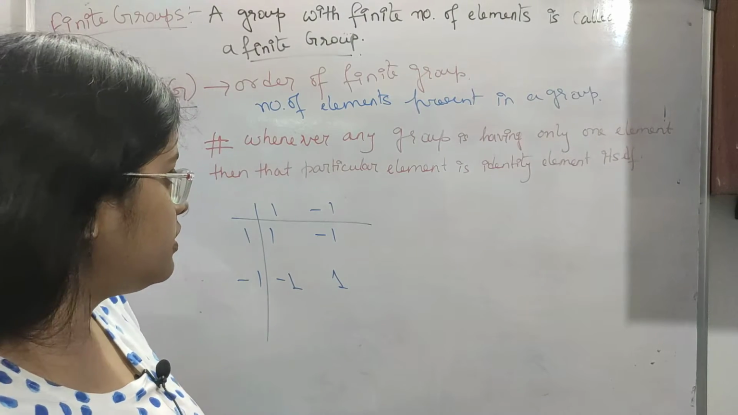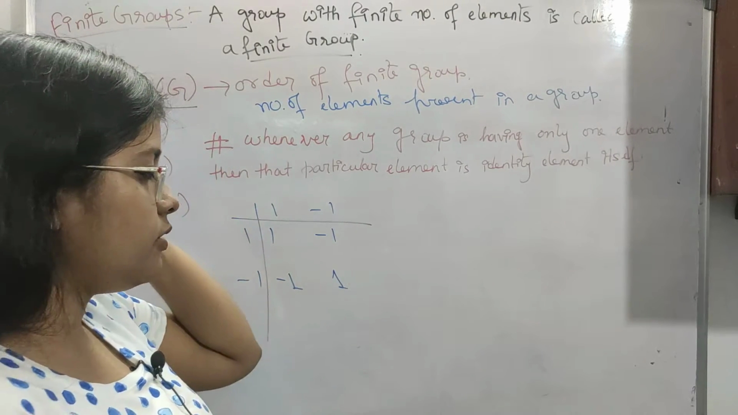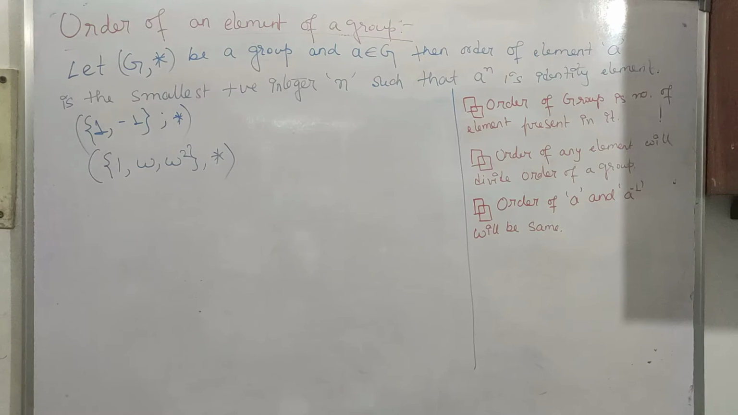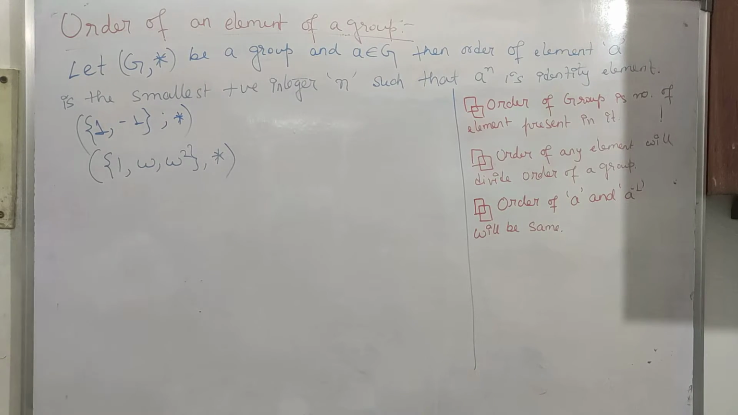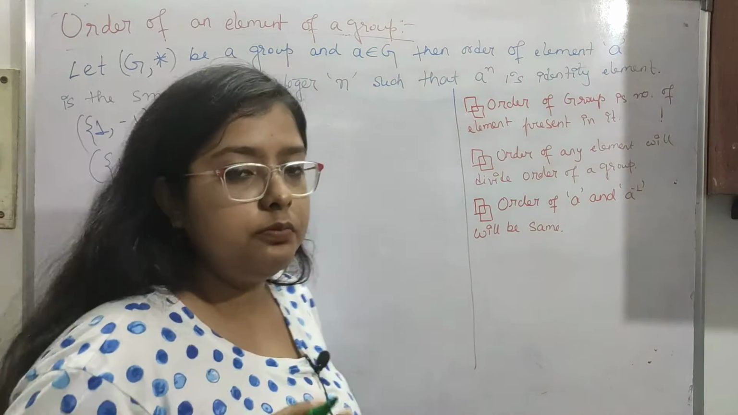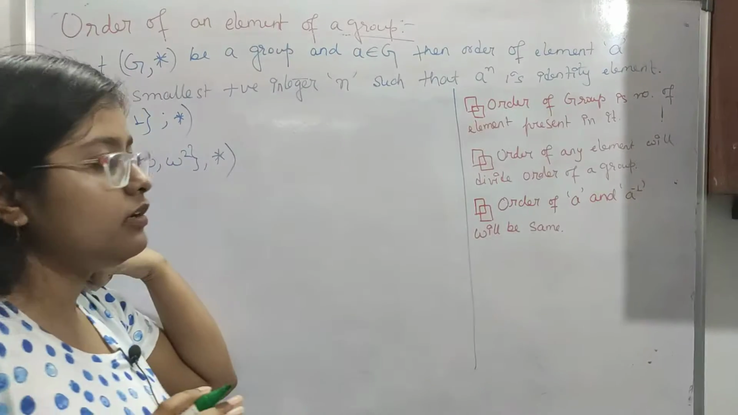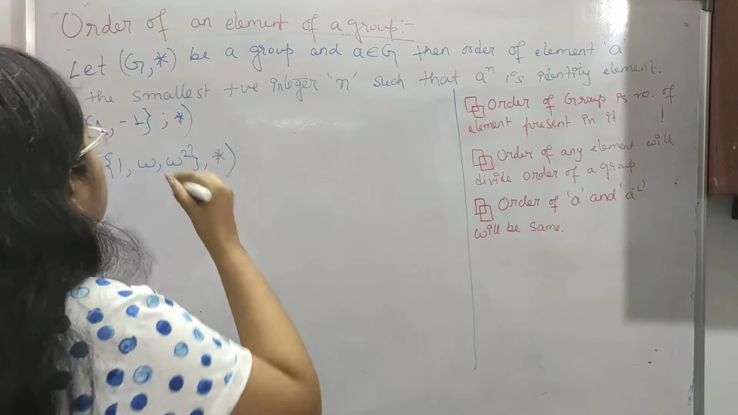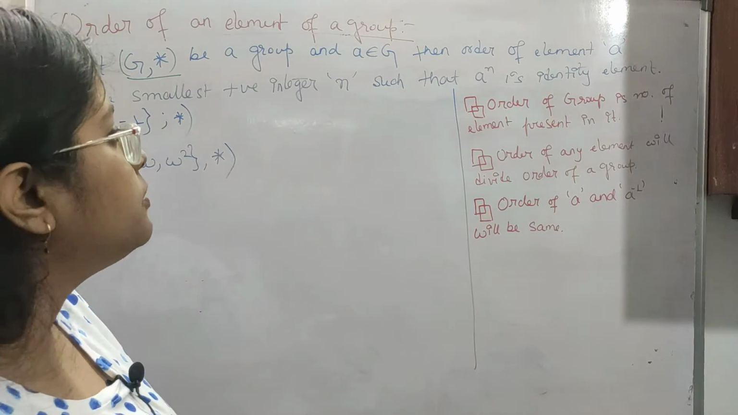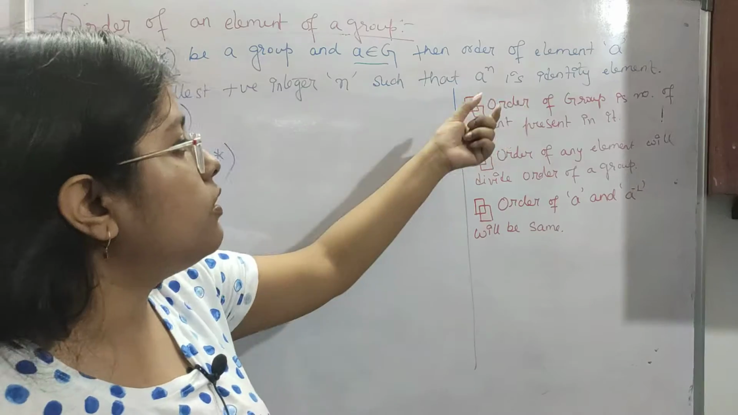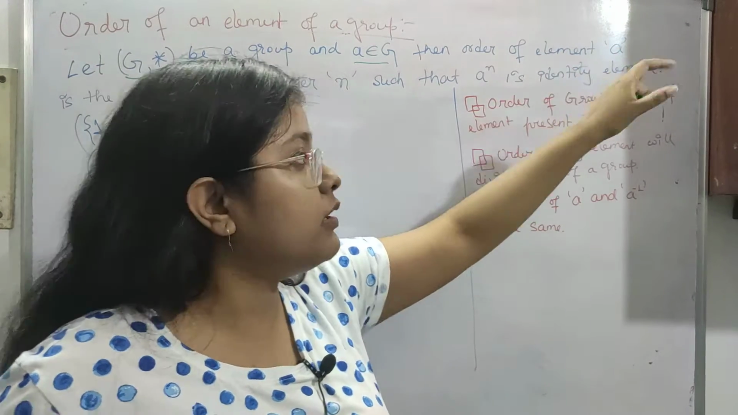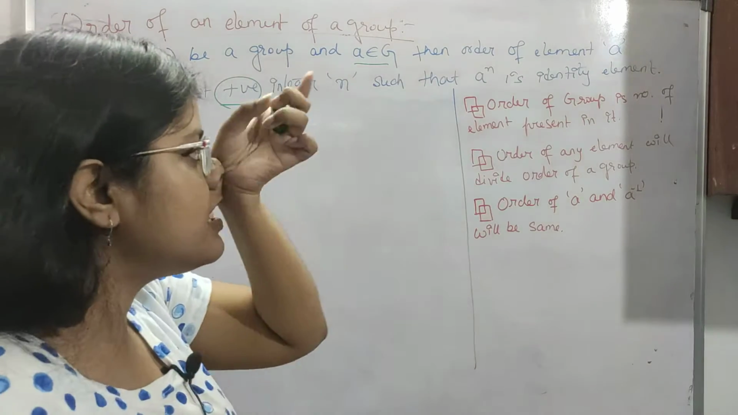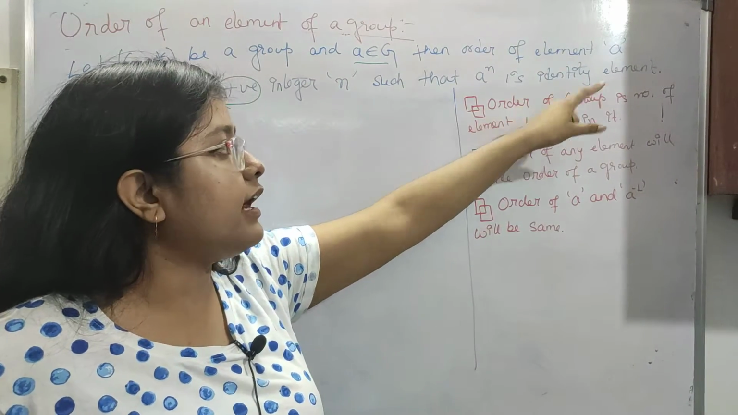Okay, now let's see the next topic: order of an element. We have already seen the order of a group, so this is the difference between the order of an element and the order of a group. Please focus here. Let (G, star) be a group and a belongs to G. Then the order of the element a is the smallest positive integer n such that a to the power n is the identity element.